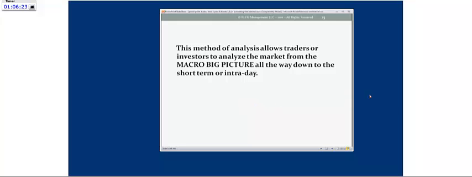By this method of analysis, you as a trader or investor will look at first the macro big picture of a market, and then take it all the way from that top point of view down to the short term or intraday. So I call this top down. We're going to go through that and review the current market cycles and see where we are.